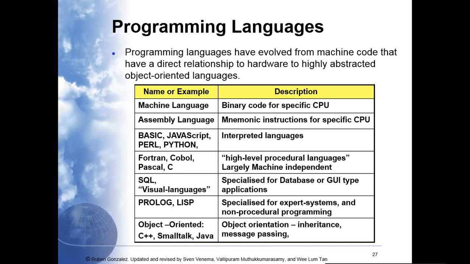And some symbols, typically. So machine language, binary code, assembly language, mnemonics, so little short English codes, BASIC, JavaScript, Perl, Python, Fortran, COBOL, Pascal, C. They're all different levels here. As you go through and you do more programming, you'll run into some of these models, I guess, right? But typically when you're writing programs, you'll be working towards the higher end of this table rather than the lower end.